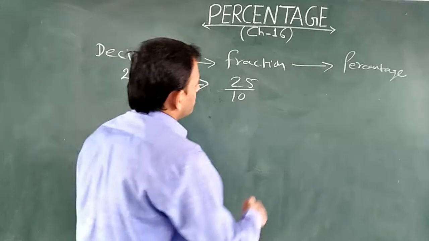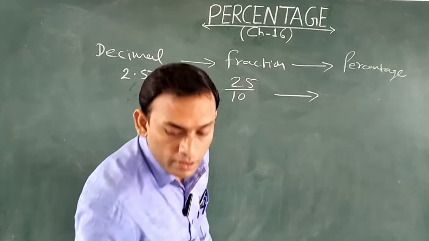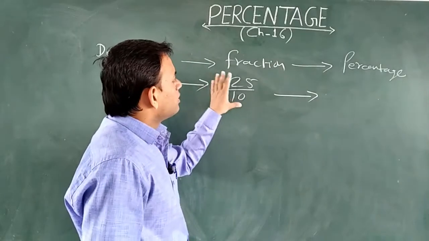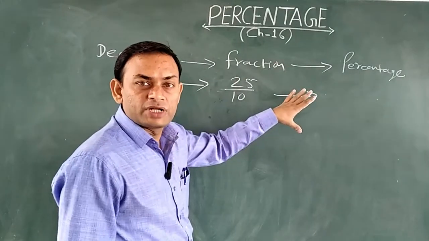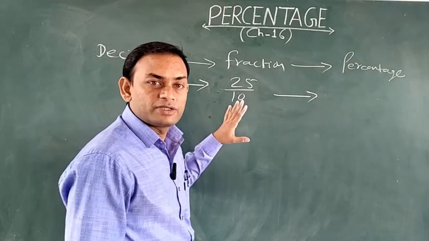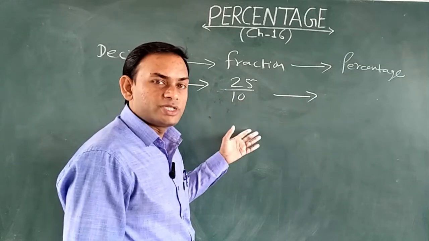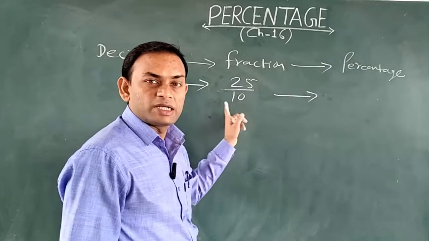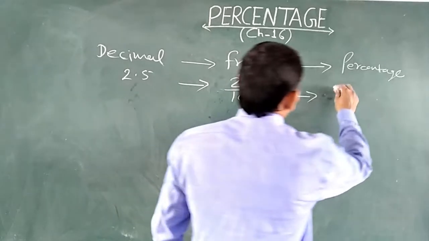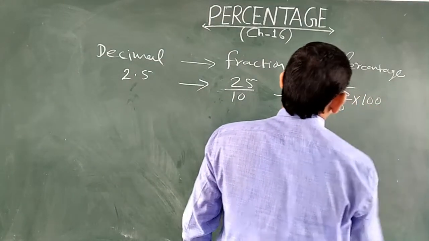Got it? Now what happens when we change the fraction into a percentage? Whenever we have to change a fraction into a percentage, we always multiply by 100. Remember this thing: whenever you have a fraction and you have to change it into a percentage, you will multiply it by 100, means 25 upon 10 into 100.